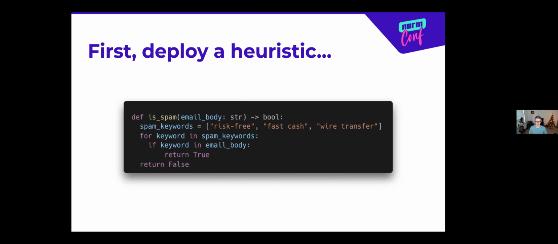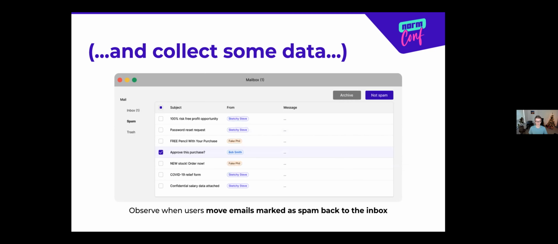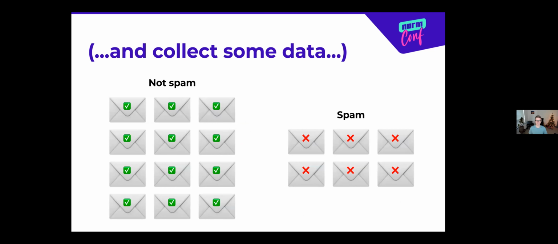So we can start off by writing a simple rule that looks for spammy keywords in the email body and then deploy that into our product. Now that we've rolled out a spam folder and are using that heuristic to decide which content should be placed in that folder, we can start to observe user behavior. We can see when users move emails into the spam folder, and when users move emails out of the spam folder back into the inbox. And just like that, now we have a labeled data set to work with.